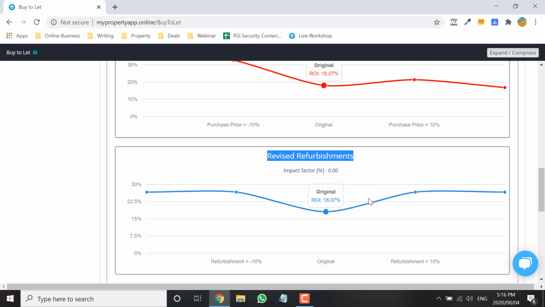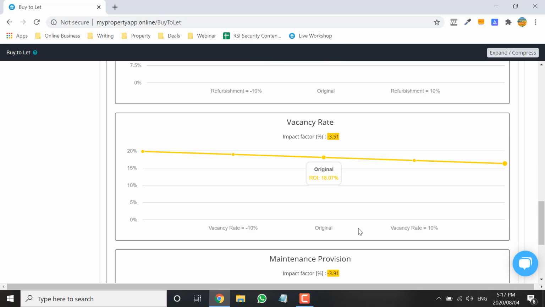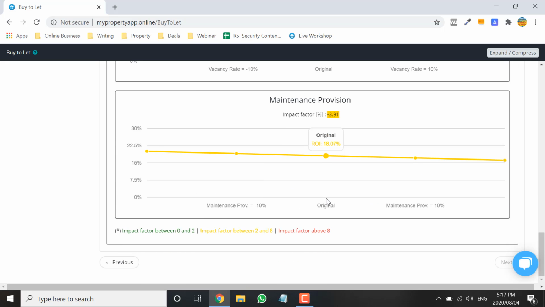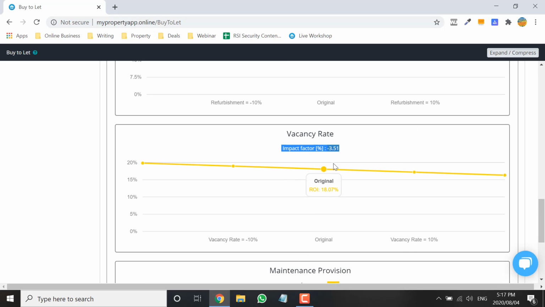Refurbishments. What you can see here is that even if your refurbishments go up 20% or go down 20%, it's not really going to have an impact. There's not much of a change in the return on investment. Vacancy rate as well. The impact factor is only 3%. The difference between your top rated return versus your low rated return is only 3.1%. Maintenance is also a low impact factor. So immediately from analyzing this deal, I would ignore any maintenance or vacancy. I wouldn't really put too much time into that.